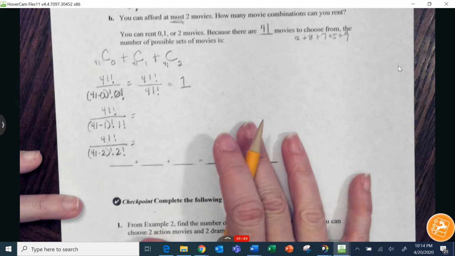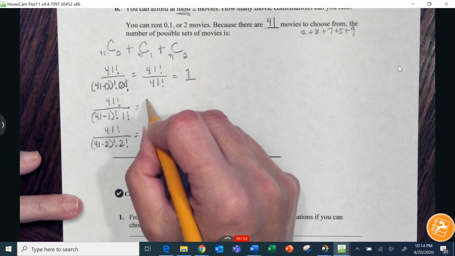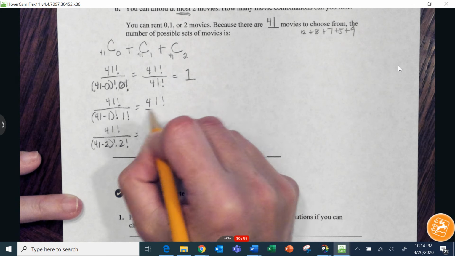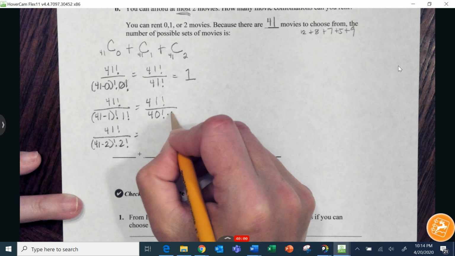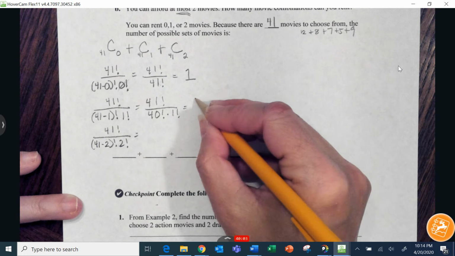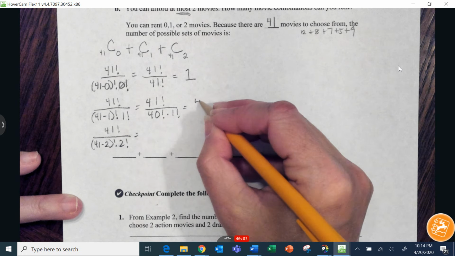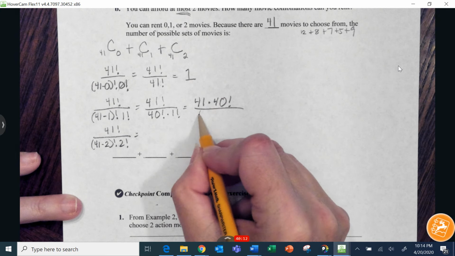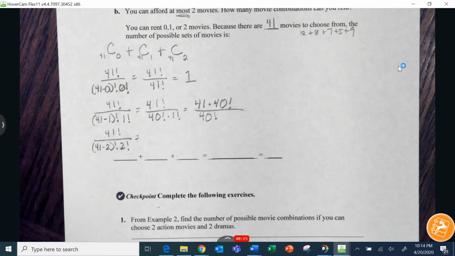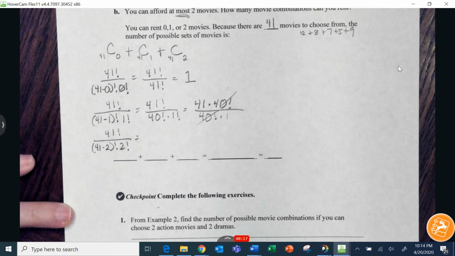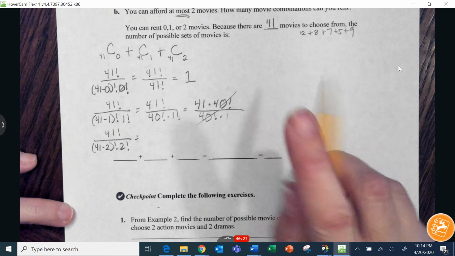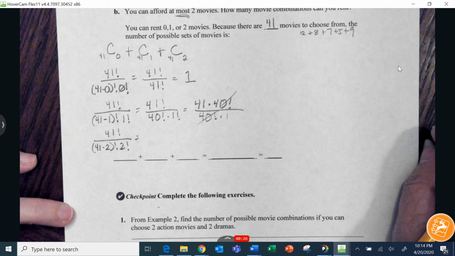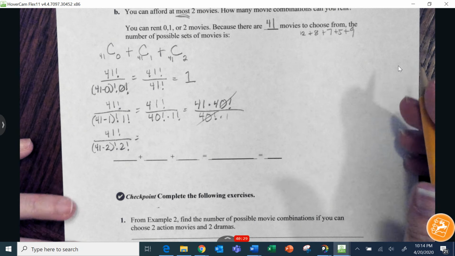And then 41, choose one movie. If we have 41, and we do 41 minus 1, that's 40 factorial, and we multiply that by 1 factorial. So I'm going to have 41 times 40, and I'm going to expand it, but I can just stop right there at 40 factorial because on the bottom I have 40 factorial, and that 1 factorial is just 1. So if I have 41 different movies and I'm choosing just one of them, there are 41 different ways I could do that. Literally pick one of those 41. There are 41 different ways.